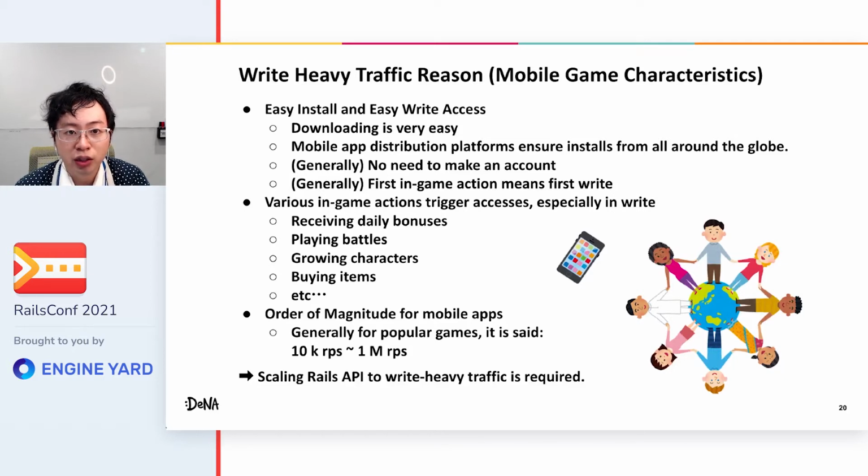Secondly, various in-game actions trigger accesses, especially in write, such as receiving daily bonuses, playing battles, buying items, and etc. Generally speaking, the order of magnitude for mobile apps ranges from 10 kilo requests per second to 1 mega requests per second. Therefore, scaling API to write-heavy traffic is required here.